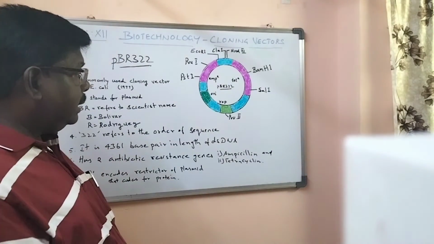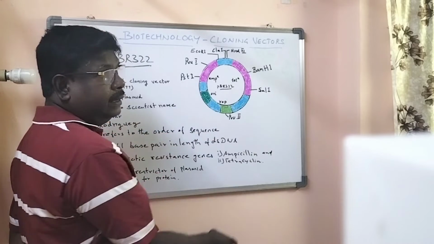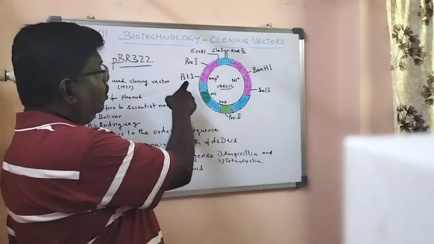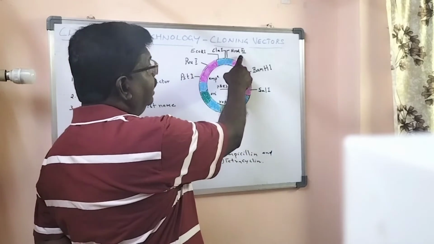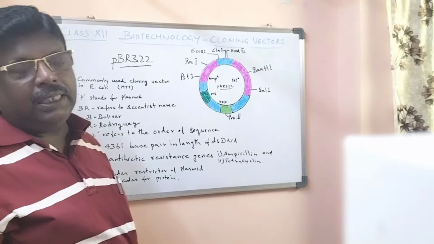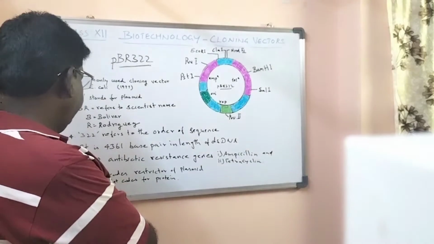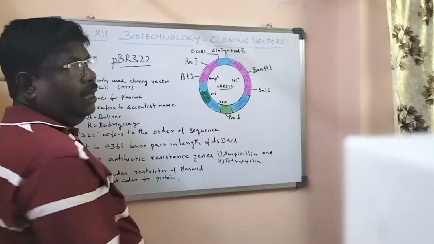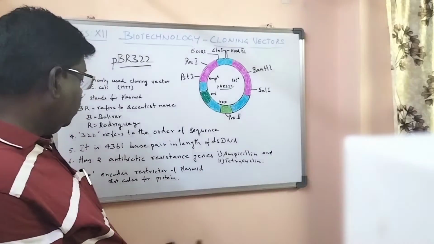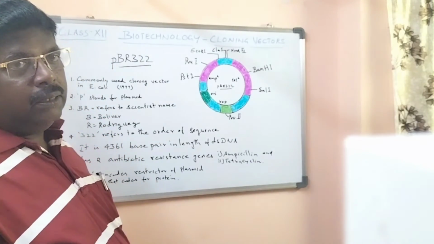It has two antibiotic resistance genes, ampicillin and tetracycline. That is what is written here as AMP and TET. If you wonder what these are, EcoRI, HindIII, BamHI, SalI, these are restriction sites, recognized by restriction enzymes. Especially the antibiotic resistance genes are the selectable markers. And ROP encodes a protein, the restrictor of plasmid copy number.